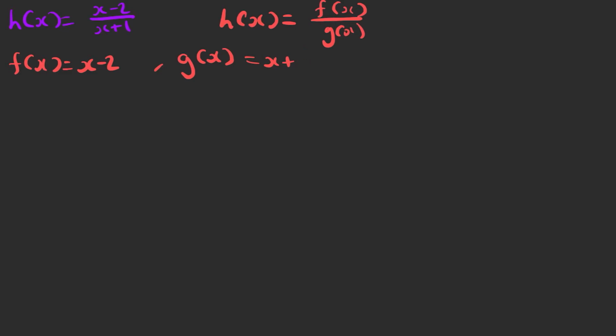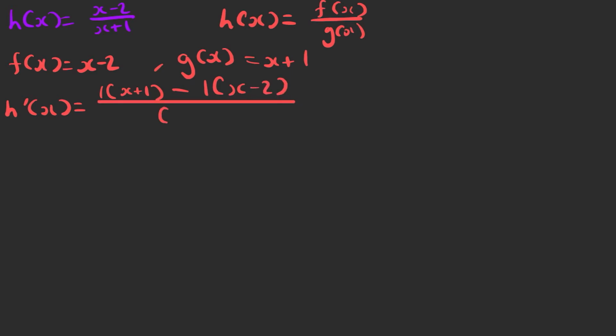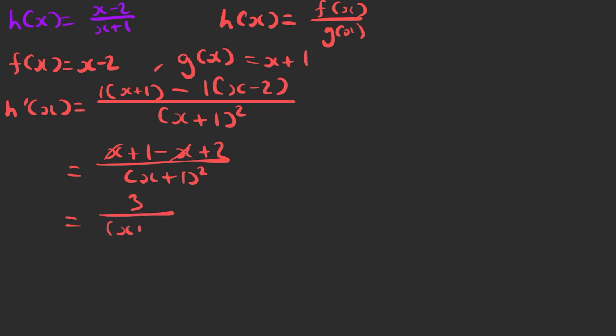So that means that h prime of x will be equal to the derivative of f of x, which is 1, times g of x, x plus 1, minus, so remember this is like the product rule, but we put the minus in the quotient rule, so minus the derivative of g of x, which is also 1, times x minus 2, divided by g of x squared, which will be x plus 1 squared. Okay, so simplifying this, we will get x plus 1 minus x plus 2 over x plus 1 all squared. The x's cancel out, we'll be left with 3, which will be 3 on x plus 1 squared. Alright, nice. So, decent example.